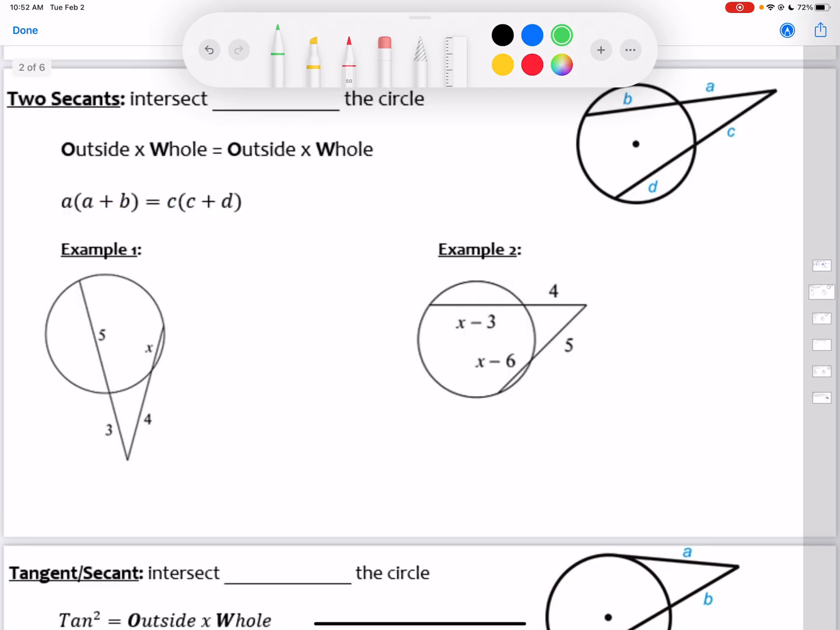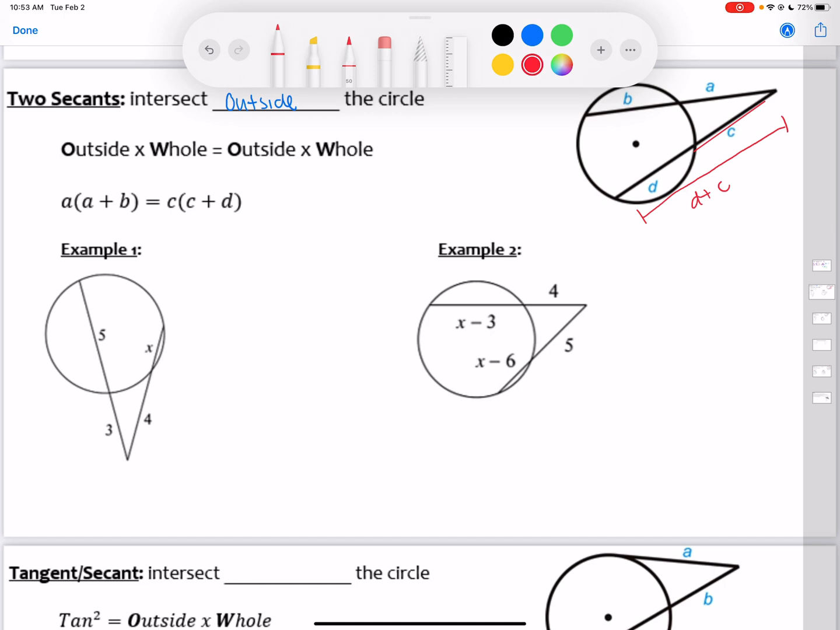So from here, this is the first one that you're going to have to be able to determine. For two secants, where are the angles intersecting? And we know that that is outside of the circle. So the formula that we're going to use is outside times whole equals outside times whole. So the outside of the bottom secant is c. The entire one is d plus c. A lot of people want to say that it's dc, but that's when those pieces are multiplying. If I want to find the entire piece, I add those two pieces together.